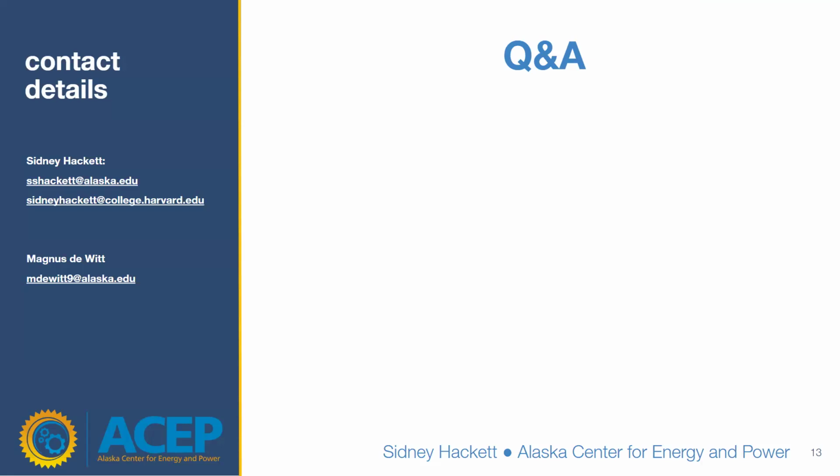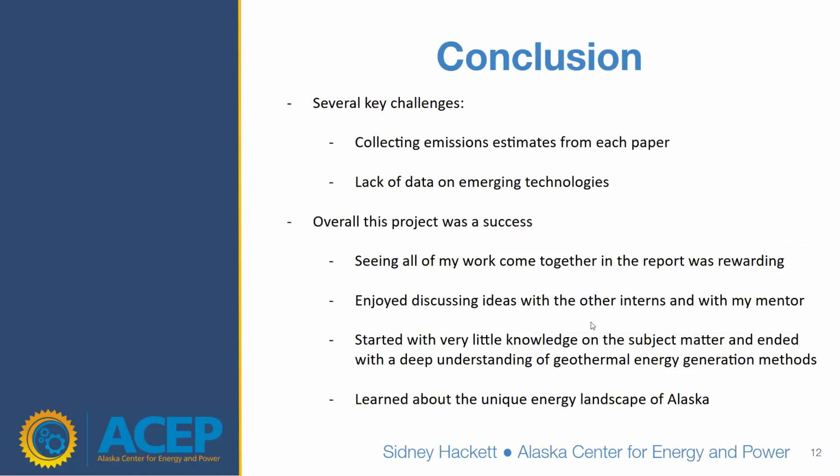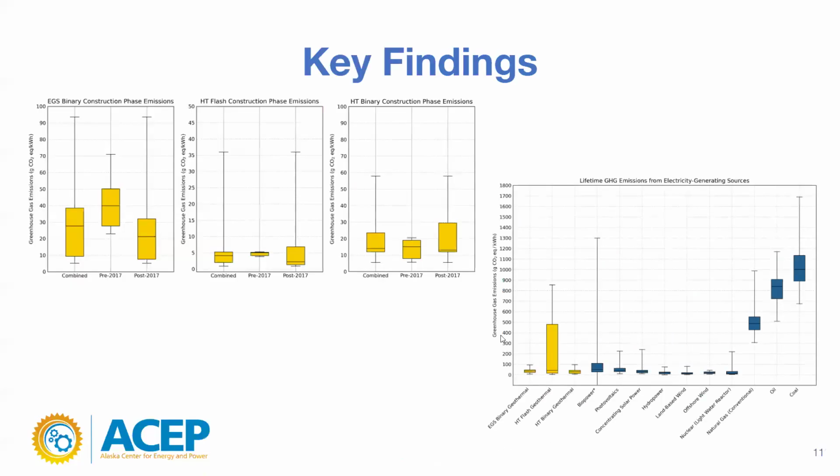On one of the last slides you showed, you're showing grams per kilowatt hour of emissions from different technologies. It looked like there was a really big range in that emission intensity for the flash geothermal. Yes, that one. Do you have an insight into what drives that range?